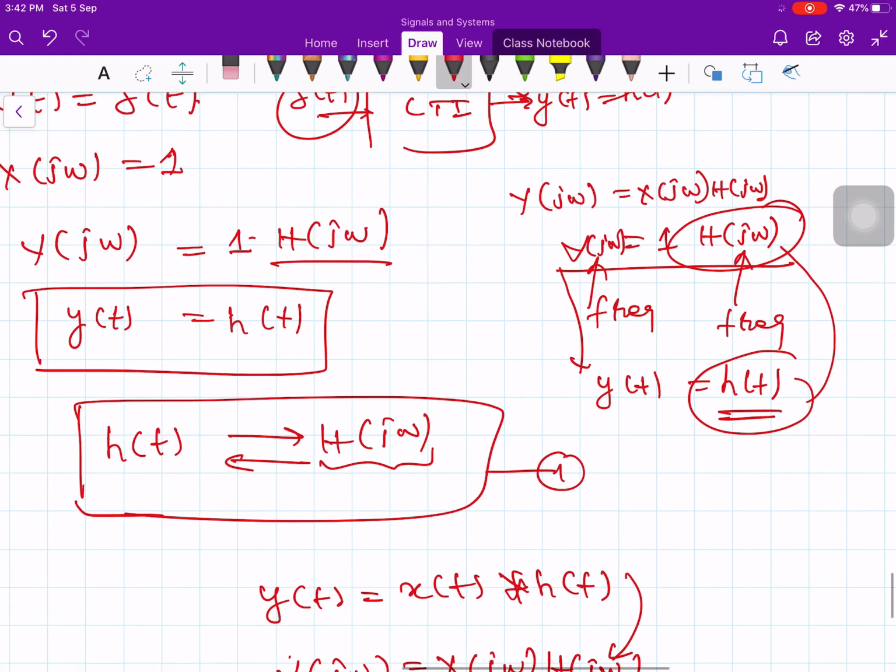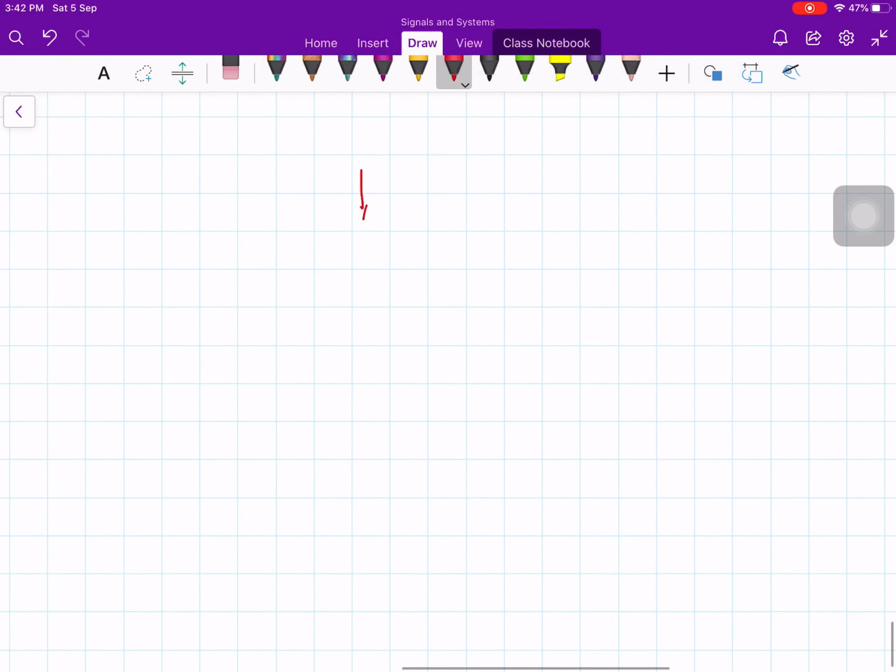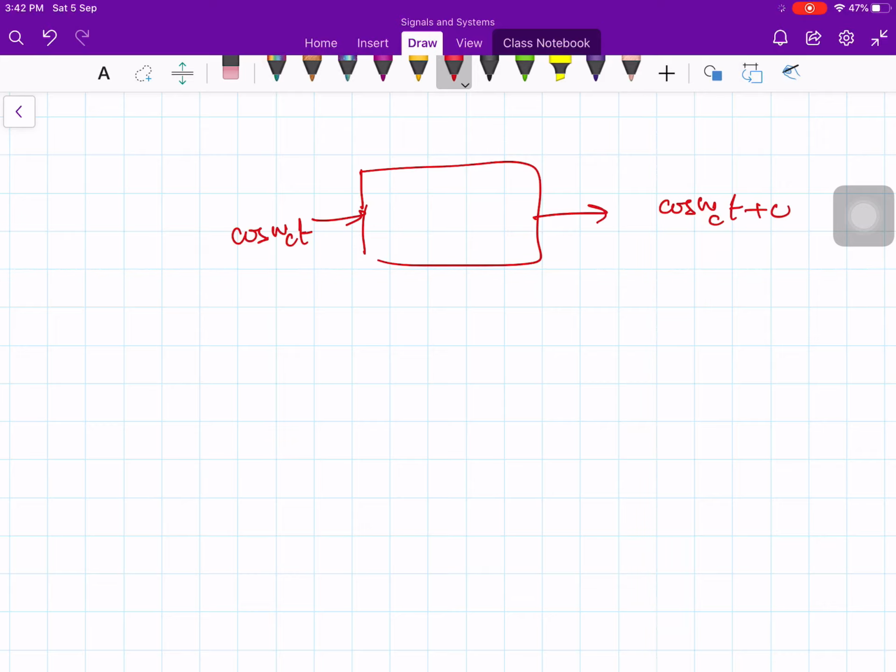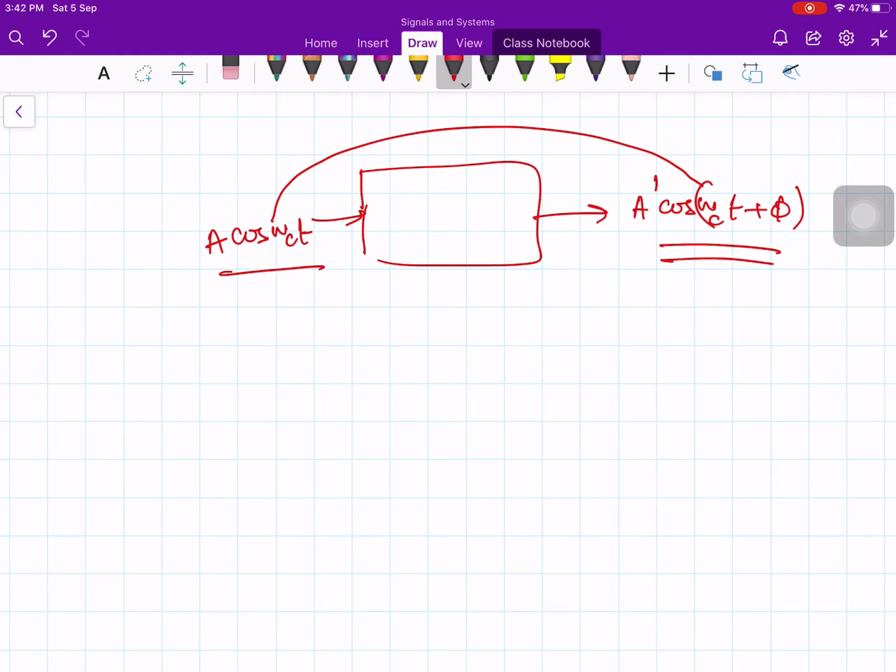If the input is a sinusoid cos omega c t, the output also will be cos omega c t, but this omega c t will be changed or altered by a certain phase angle phi, and the amplitude will be changed by an amount. Let us say the input is A and the output will be A dash. Therefore, if the input is a sinusoid, the output also will be a sinusoid with the same frequency. Therefore, we are trying to find the summation of the forced responses to the individual sinusoids. If you have more than one sinusoid, then find the forced response due to the individual sinusoids.